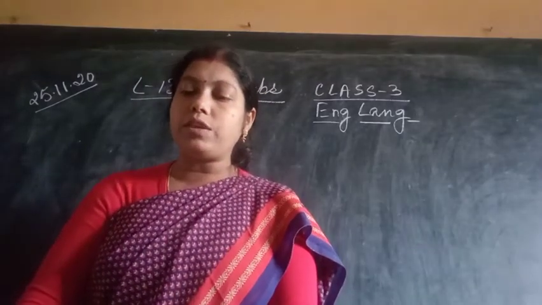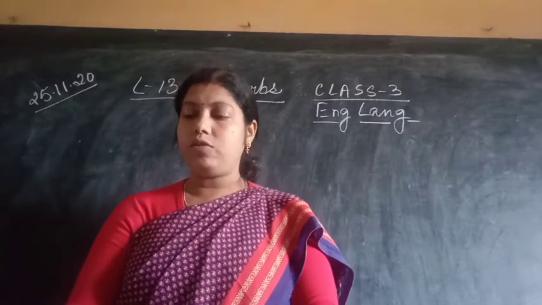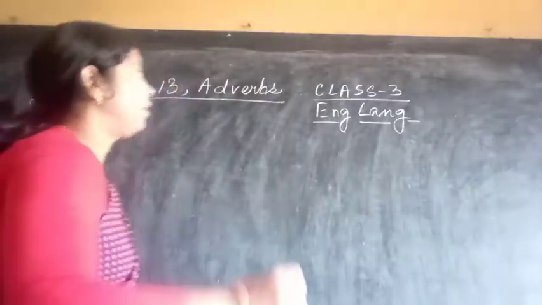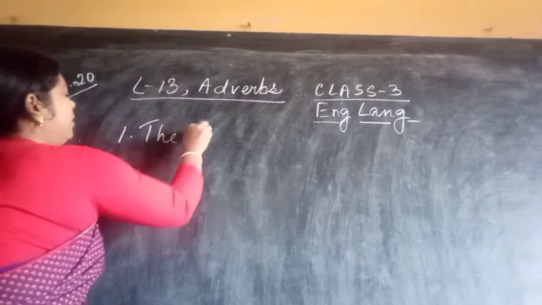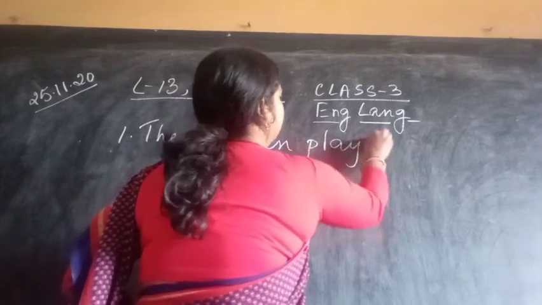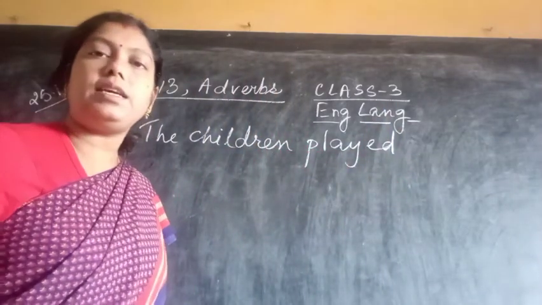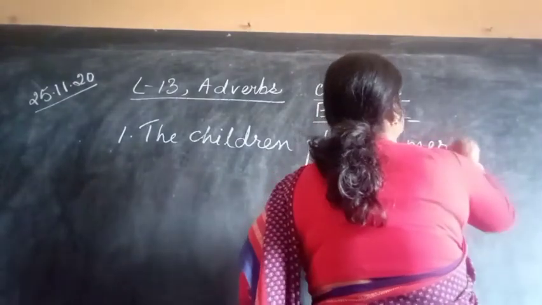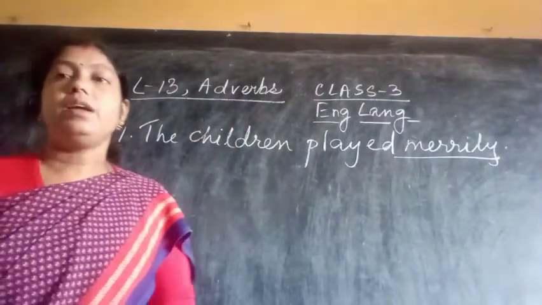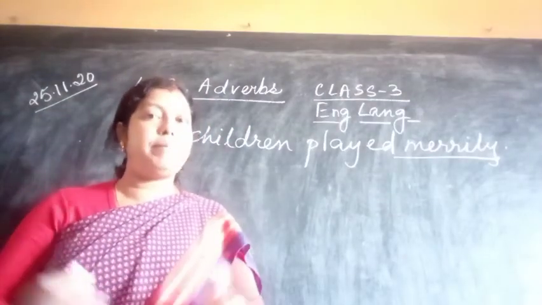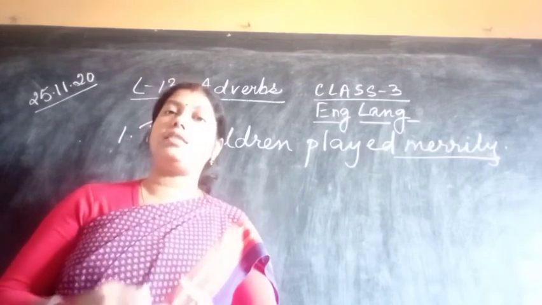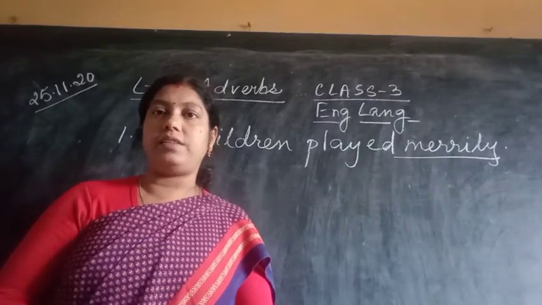Use suitable words from the box to complete the sentences. You please see here. Number 1. The children played merrily. So how the children played? The children played merrily. So merrily is the adverb here, which tells us more about the verb played.